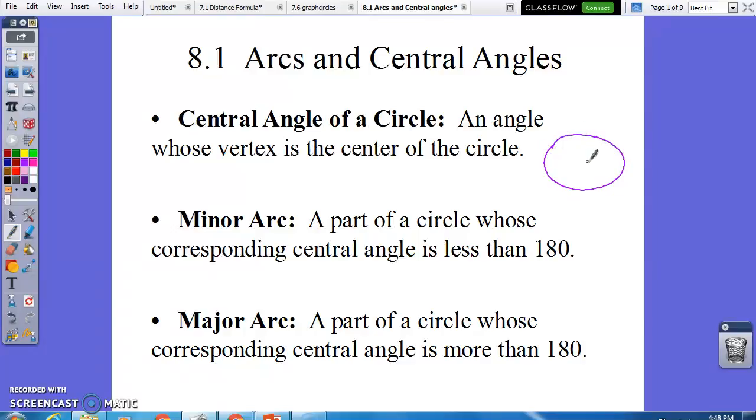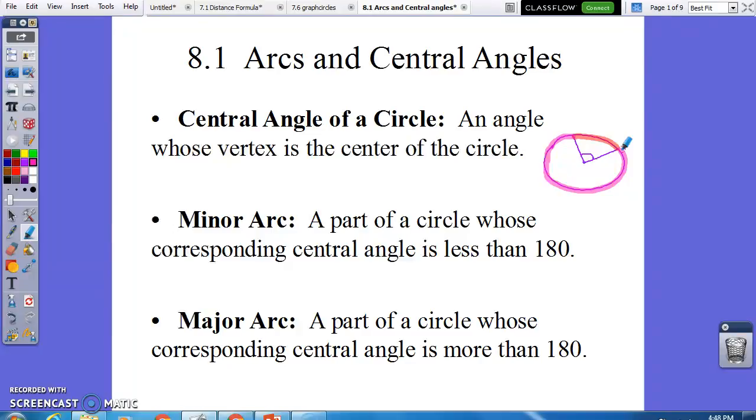here we have a circle. Here's the center. A central angle is any angle that comes out of the center. The minor arc of that circle is the part of the circle that is less than 180 degrees. So for this one, that part of the circle would be the minor arc. The major arc is the part of the circle that is more than 180 degrees, or more than half of the circle. And that would start here and go all the way around to there.